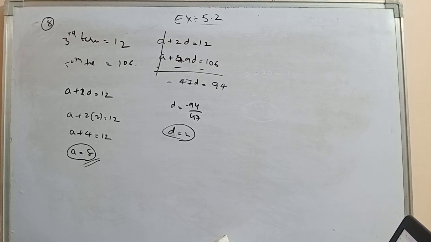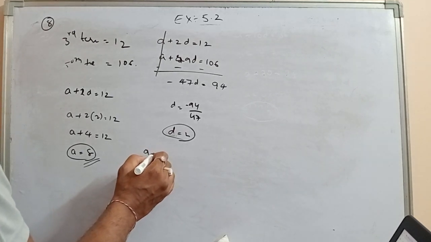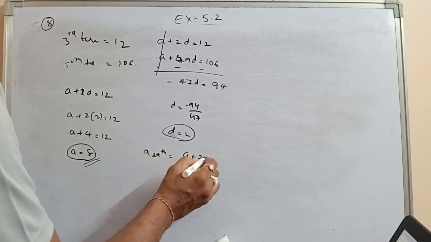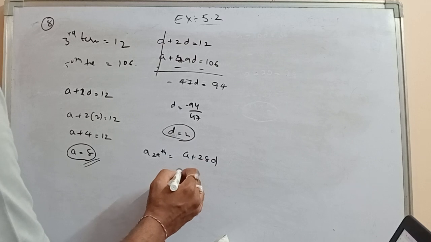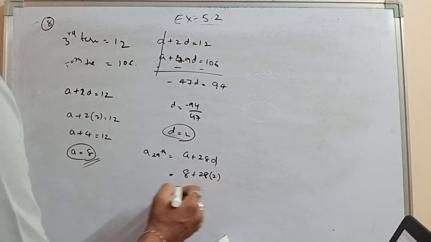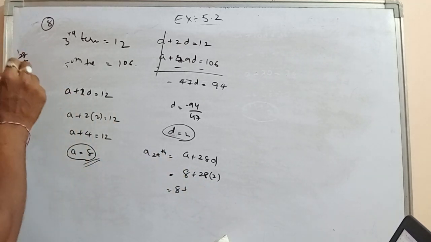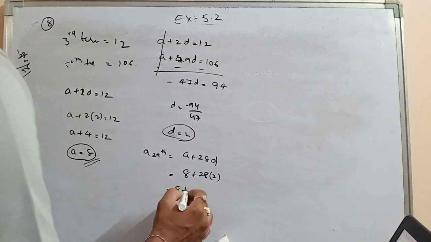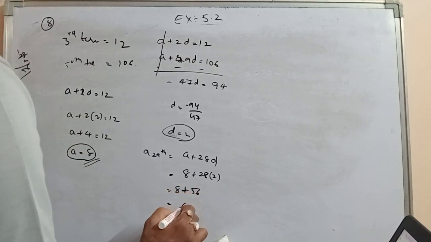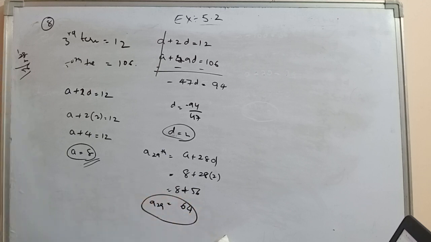What we have to find is the 29th term, a plus 28d, which equals 8 plus 28 into 2. 28 twos are 56, 8 plus 56 is 64. The 29th term is 64 is the answer.